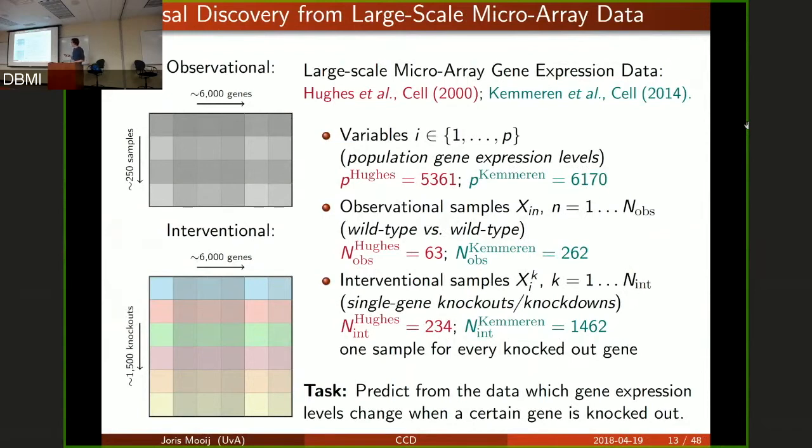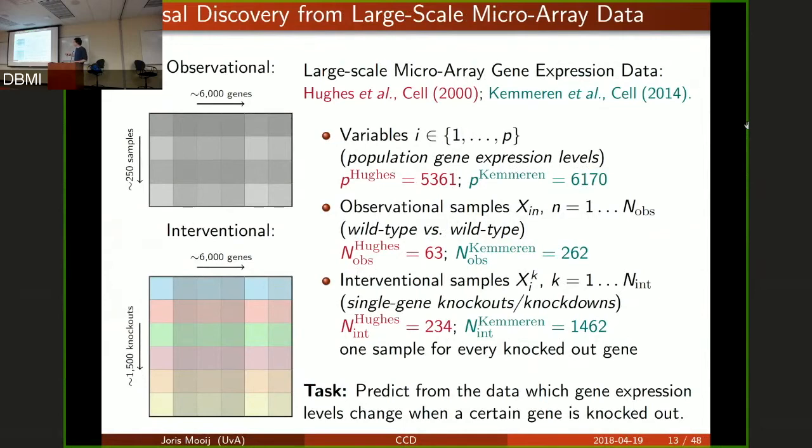So first, let me explain the data. We have microarray data for 6,000 or so yeast genes. By the way, they did it on this Hughes data set from 2000. Meanwhile, we have a newer data set from Kemmeren and others, 2014. This is much better quality, much more modern, and it's also a larger data set. I'll focus mostly on this one here.